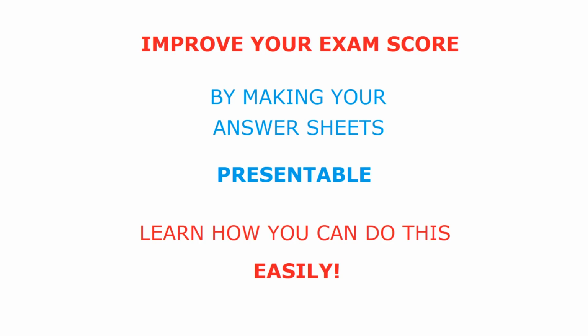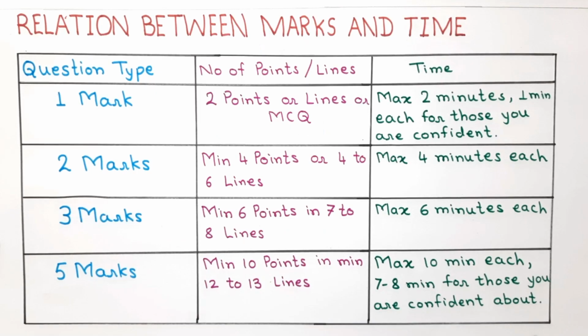Now write every section on a separate page. Suppose you start with section A. You have attempted the first two questions. The third question you need time to think about, then leave space for it. How will you come to know how much space is needed?